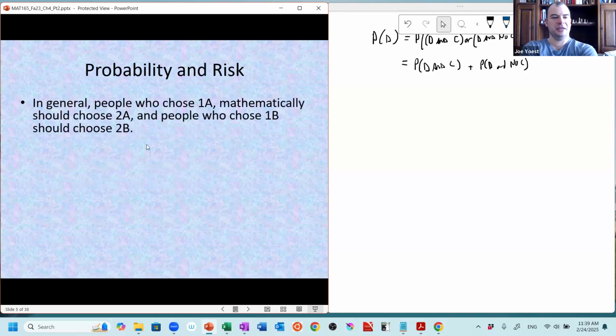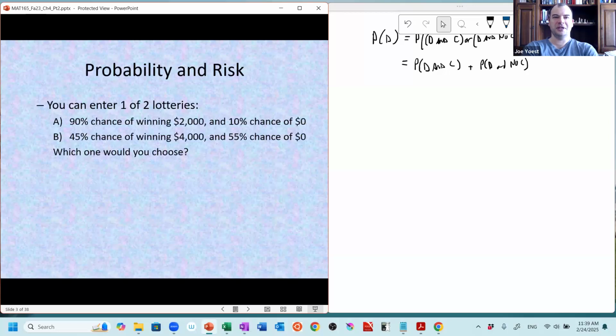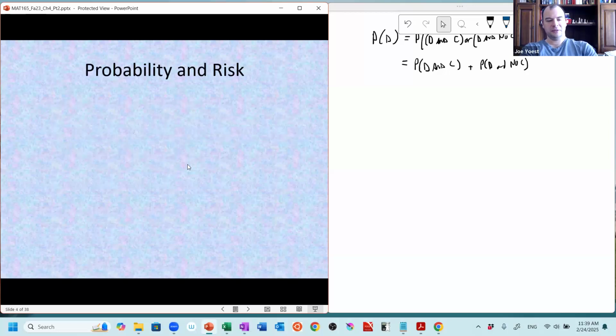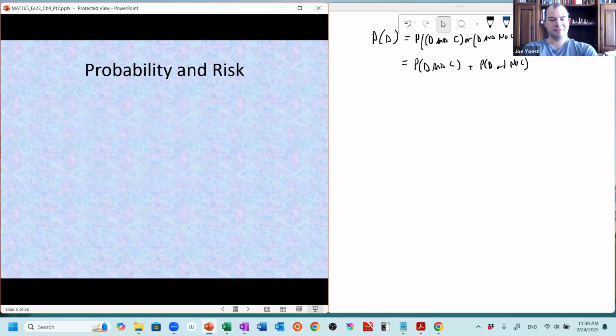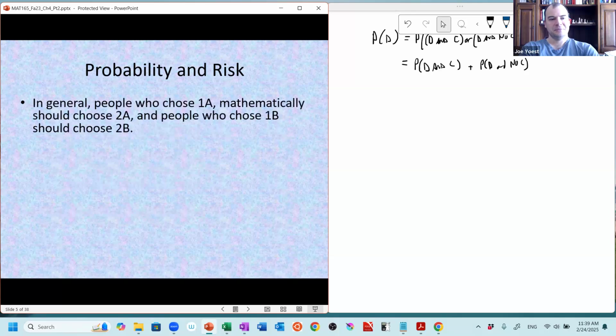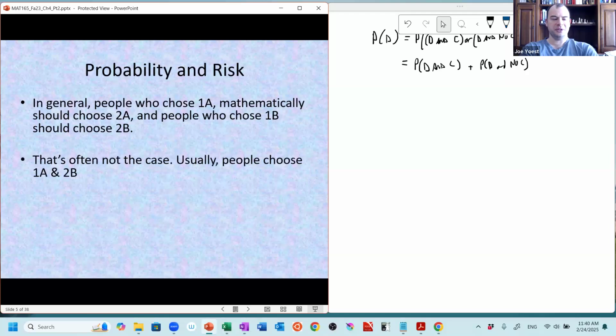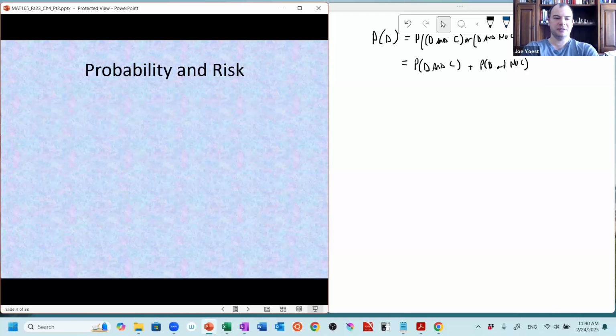And the interesting thing is that some of you who were a little skeptical of this might have realized this is the same lottery. Would you prefer half the chance of winning twice as much? It's the same lottery. So if you choose 1A, you should choose 2A, and if you choose 1B, you should choose 2B, but people will usually choose 1A and 2B, right?